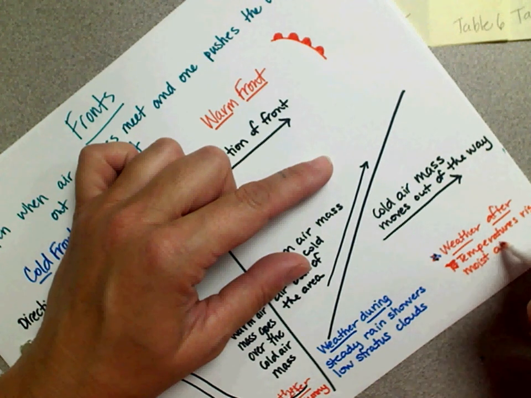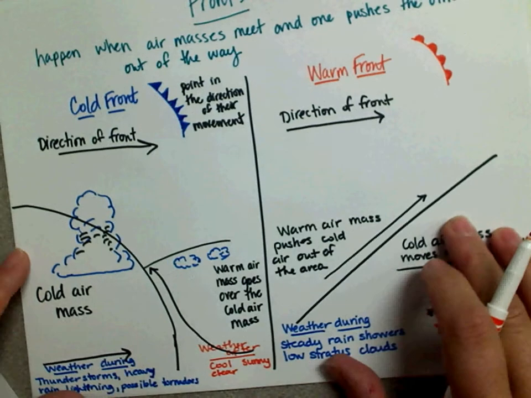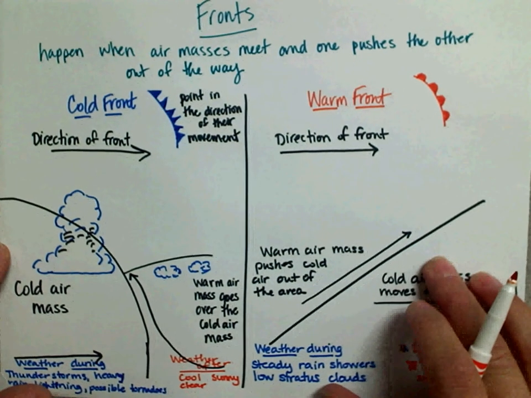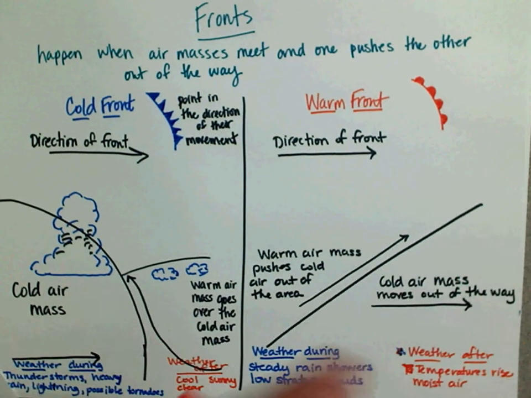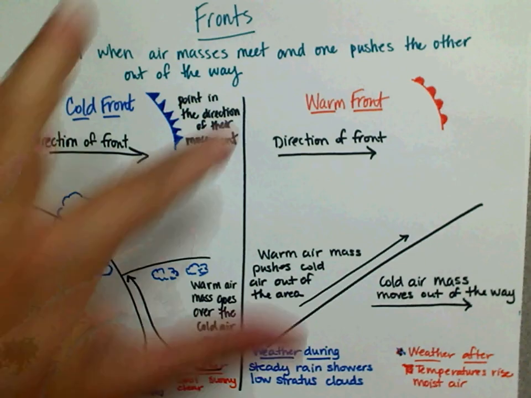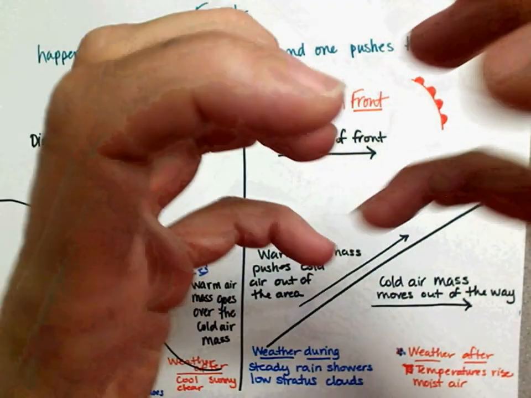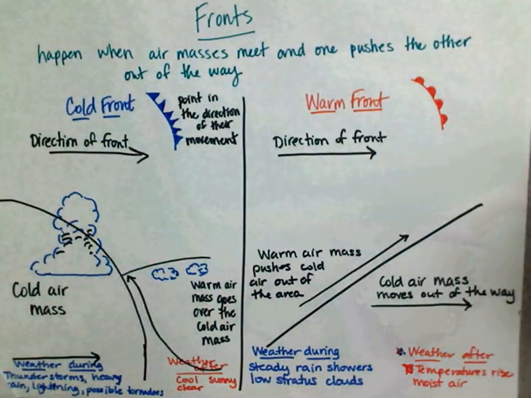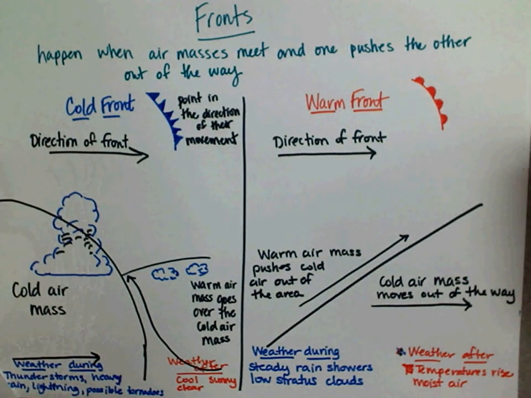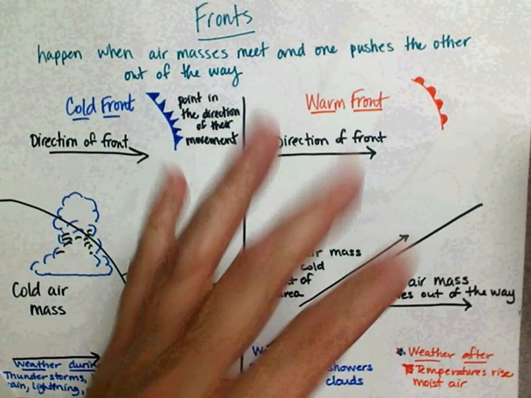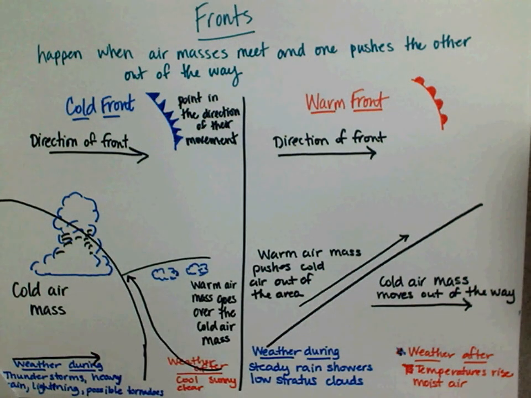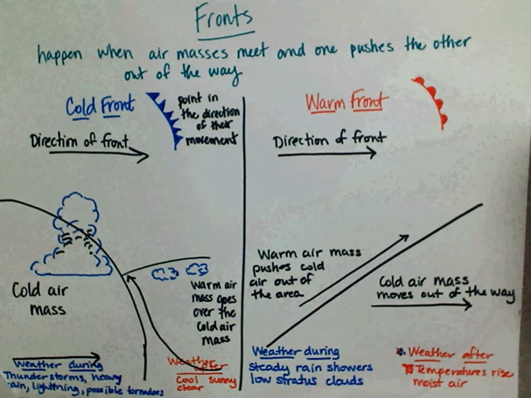Okay? So, our fronts. This is going to happen when two air masses butt into each other, right? And a cold air mass is going to push all that warm air out of the way, make big, heavy thunderstorms. But the warm air mass is just going to be like, oh, I'm here, so let's move on right along, right?